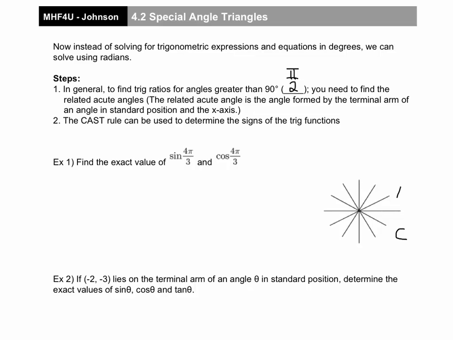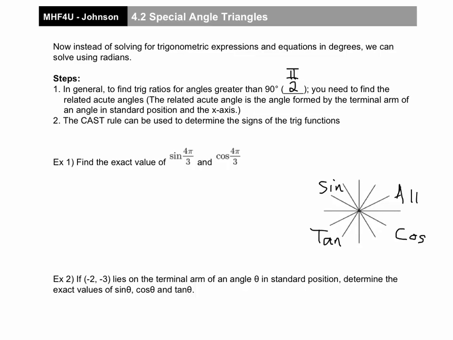Now remember, our CAST rule, C-A-S-T, tells us which quadrant each of the trig functions is positive in. Cos is positive down in that quadrant. They are all positive in quadrant 1. Sine is positive in this one, and tan is positive in this one. Our first example then asks us to find the exact value of sine of 4 pi over 3 and cos of 4 pi over 3.